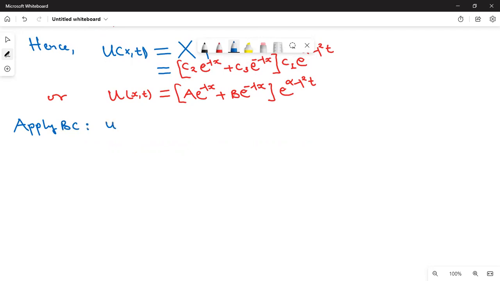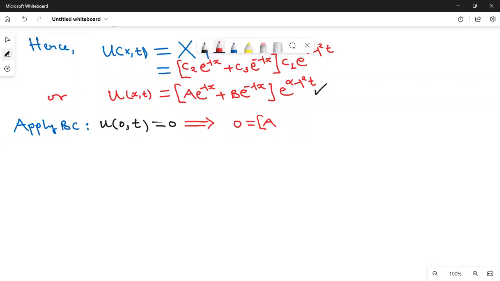What are the conditions? That's u, let me use another color. It is u of 0t. U of 0t is equal to 0. That means you put x equals 0 and u equals 0 in this equation that I have ticked. So what will it give us? This implies that 0 is equal to, remember we are substituting x equals 0, so what are we going to get?